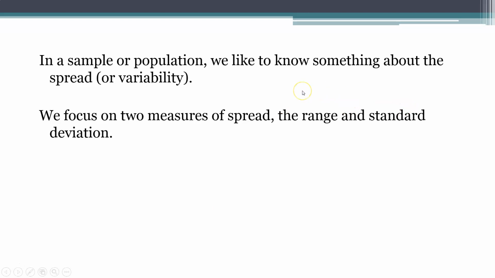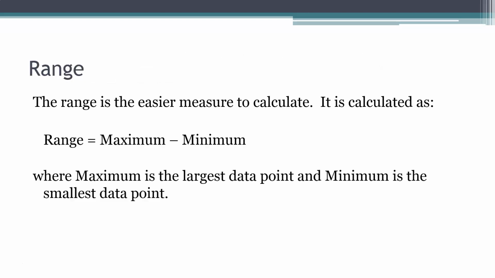And we could look at these for either the sample or the population. We're going to focus mainly on the sample, but keep in mind that we're always using the sample to estimate the population. Now, another term for spread is variability, and I'll use those two terms interchangeably. So in this lesson, we're going to focus on two measures of spread. One is the range, and then the other one is the standard deviation.